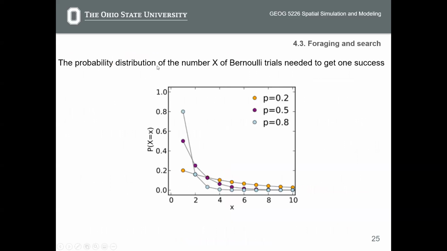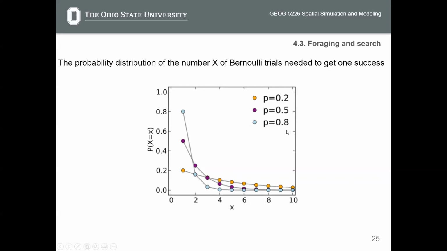So the probability distribution of the number X of Bernoulli trials needed to get one success. Okay, so in the example I used in the last slide, the p-value was equal to 0.2, right? So let's focus on this curve with yellow dots. The probability of having the first success at the first step is 0.2. Okay, and for different X values, you can see the probability drops.